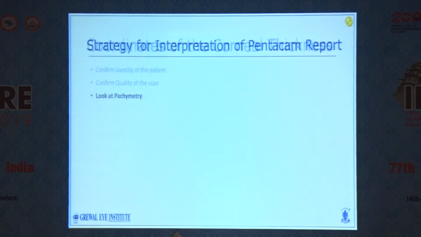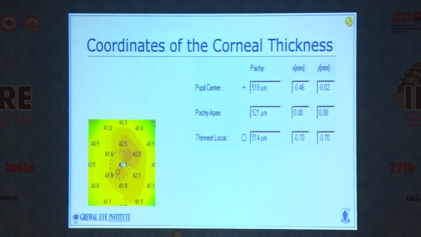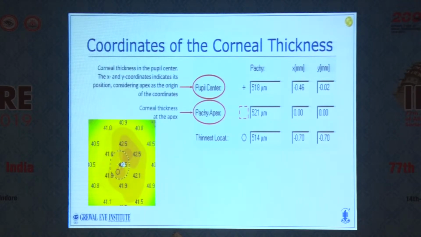Next, we look at the pachymetry. The pupil center is the corneal thickness which corresponds to the center of the pupil, and its location and coordinates are important to evaluate angle kappa. The pachy-apex represents the thickness at the apex of the cornea. The computer considers this as the origin of the coordinates. The thinnest location is the thickness and location of the thinnest point of the cornea.